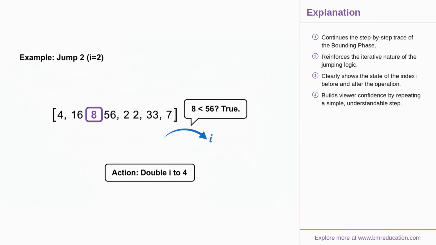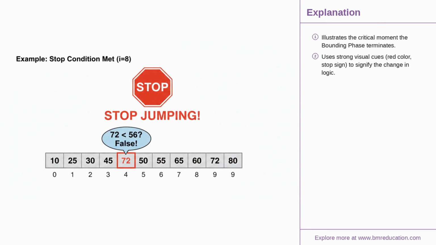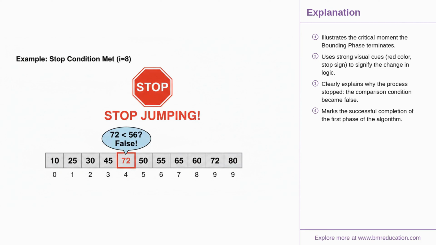I becomes 4. Next, with I at 4, we check array[4], which is 16. Still less than 56, so we double one more time. I now jumps to 8. Finally, our index I is 8. We check array[8], which is 72. 72 is greater than 56. Our condition, array[I] less than target, is now false. We stop. Our bounding phase is complete, and we have found our upper limit.